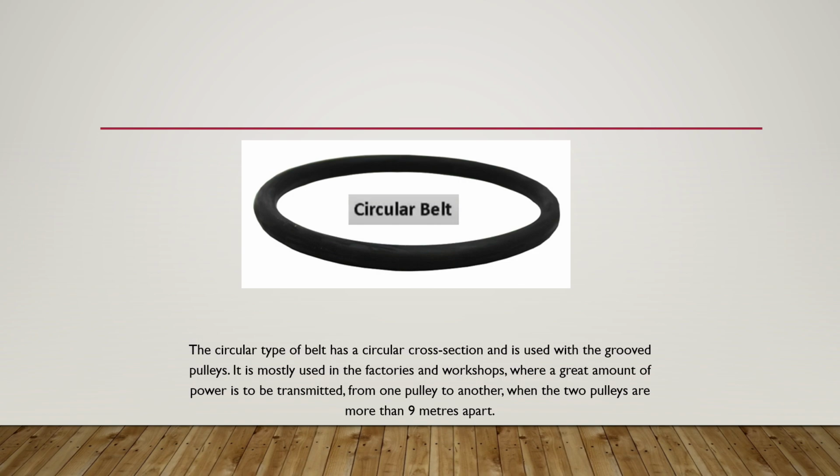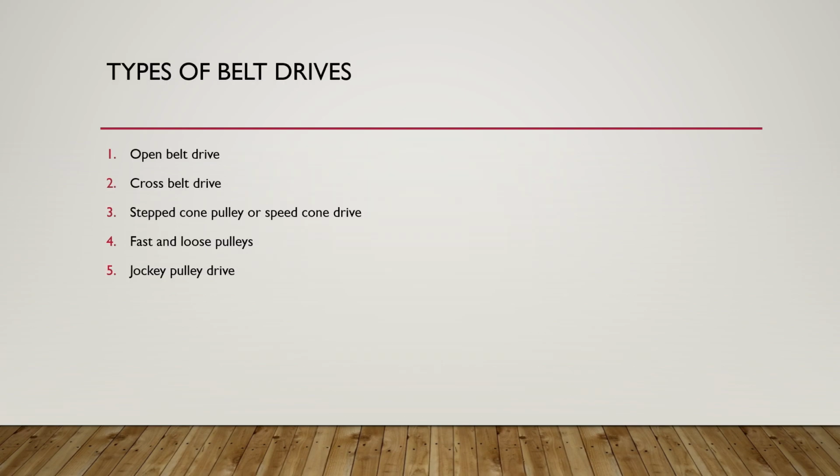Circular belt. The circular belt has a circular cross section and is used with groove pulleys. It is mostly used in factories and workshops, where a great amount of power is to be transmitted from one pulley to another when the two pulleys are more than 9 meters apart. Types of belt drives. First, open belt drive. Second, cross belt drive. Third, step cone pulley or speed cone drive. Fourth, fast and loose pulleys. Fifth, jockey pulley drive.